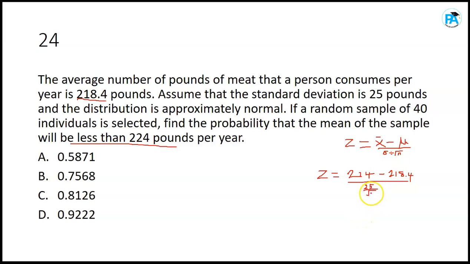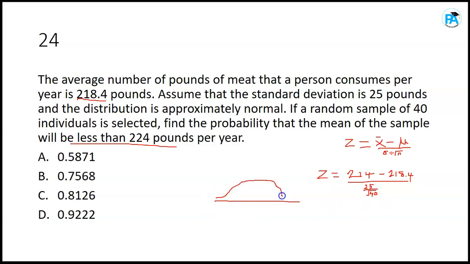And your n is what? You took a sample of 40, isn't it? So your n is 40. I follow. So fix this on your calculator. Question 24, just fix that on your calculator. You should get 1.4167, that's 1.42.